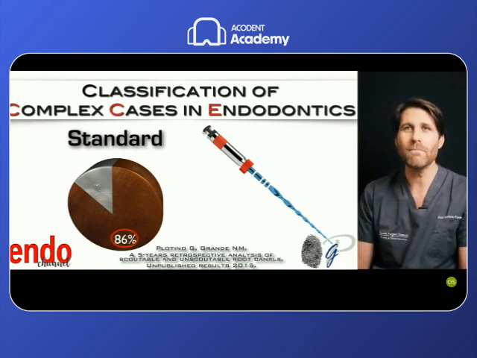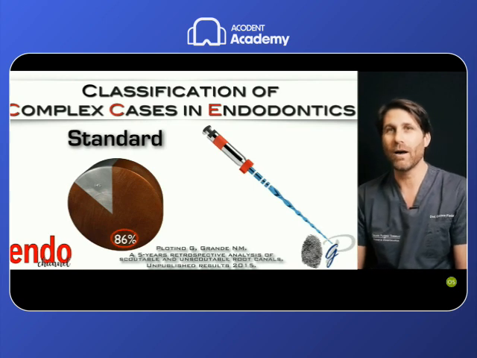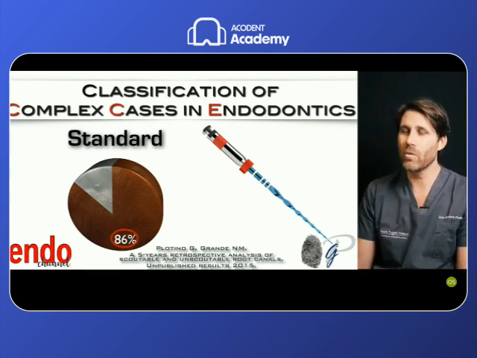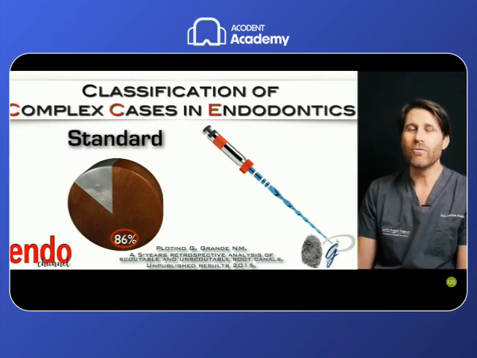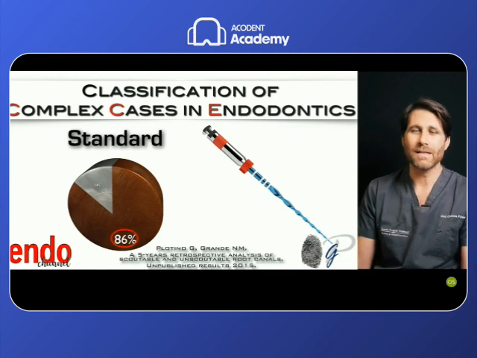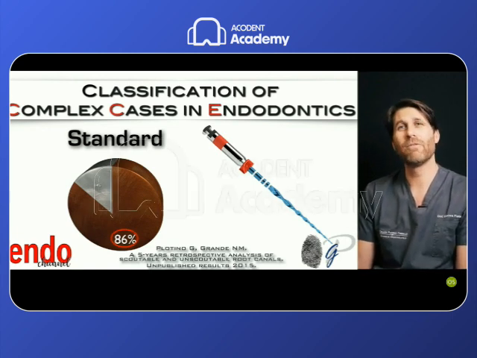If we like manual scouting and manual glide path, we can use manual files to the working length before this file. If we like mechanical scouting, we can perform just a small scouting with the size 8 and then perform a mechanical scouting with our pilot and then use this file.